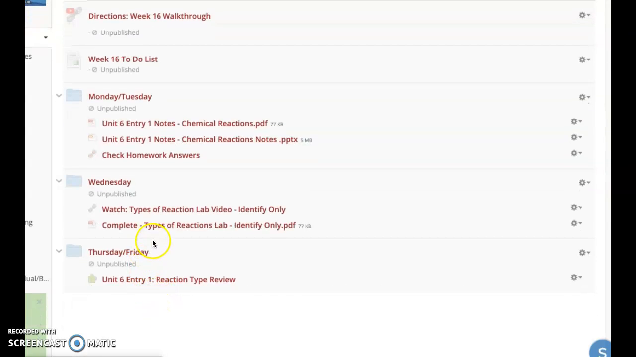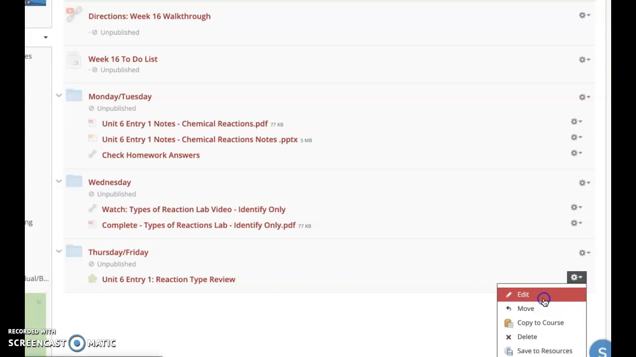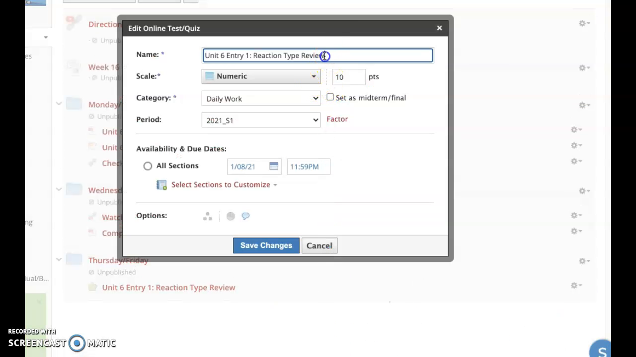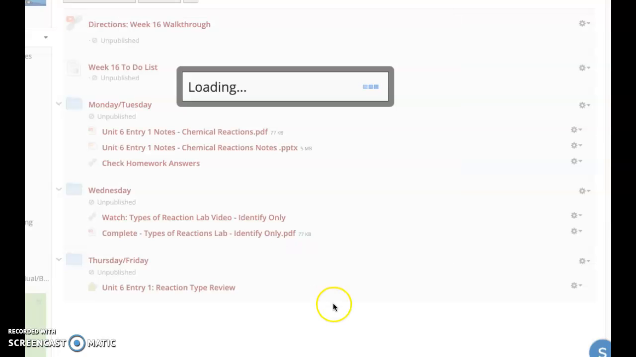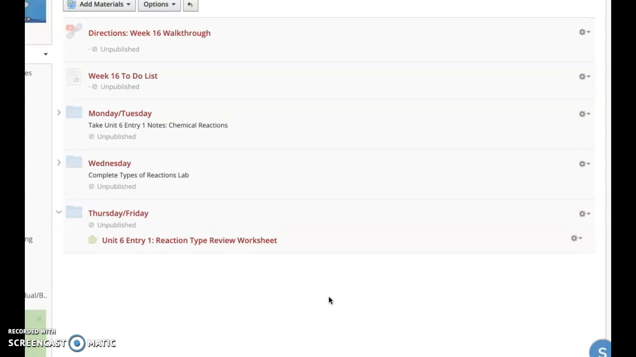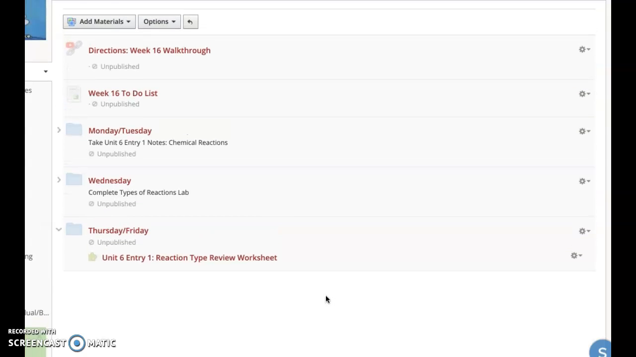Thursday, Friday, we'll go over the lab together, and then you'll have a little bit of time to take multiple attempts at the Unit 1, Entry 6, reaction type review worksheet. Okay, that is a worksheet. I'm going to put that here just so I can remember now. And you get as many attempts there as you need to get 100%.